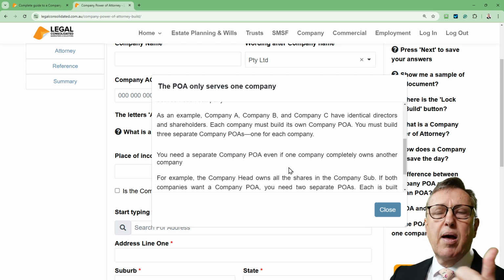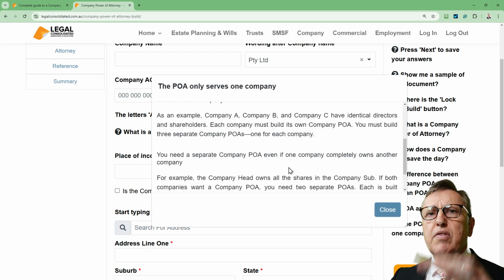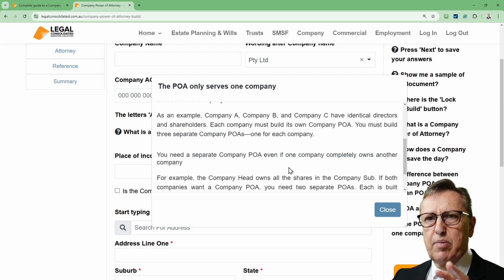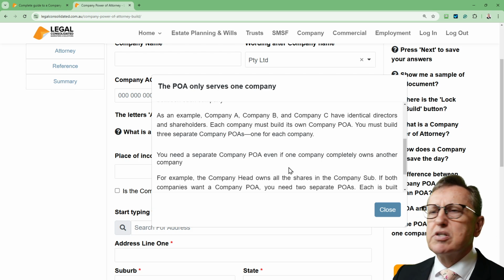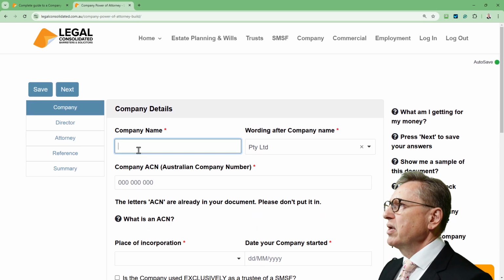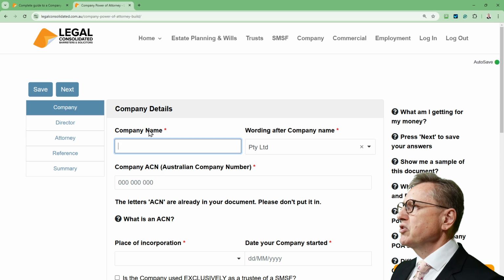What about if one company is a subsidiary of another? The head company still has to produce its own company power of attorney, and the subsidiary has to have its own company power of attorney. So let's fill this information in.